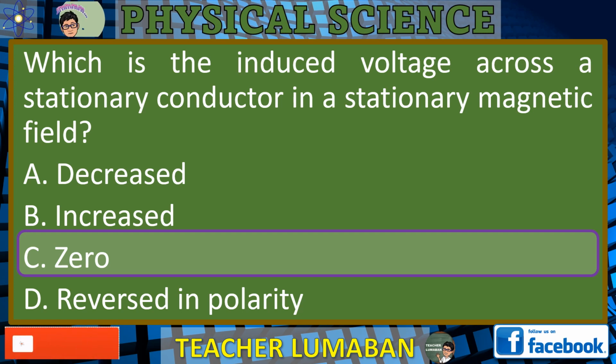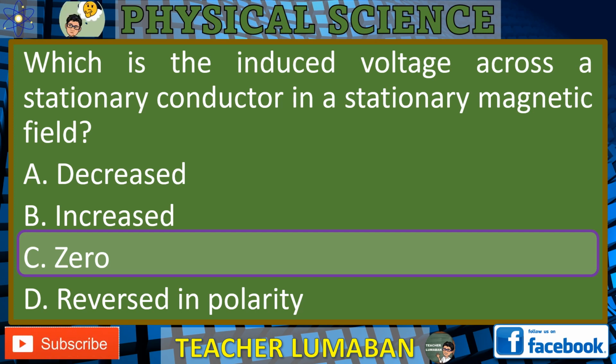Paliwanag: kapag ang isang nakatigil na konduktor ay inilagay sa isang nakatigil na magnetic field, walang sapilitan na boltahe sa buong konduktor. Ayon sa batas ng electromagnetic induction ng Faraday, ang induction ng boltahe ay nangyayari kapag may kamag-anak na paggalaw sa pagitan ng konduktor at ng magnetic field.